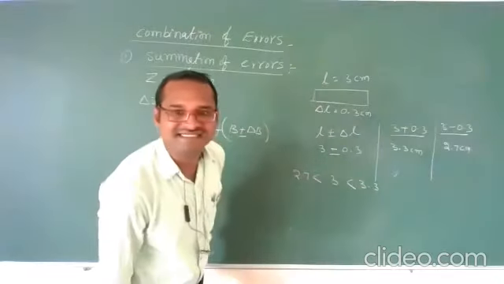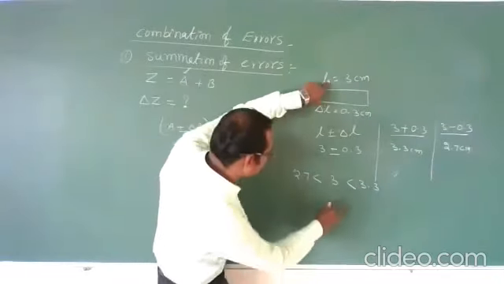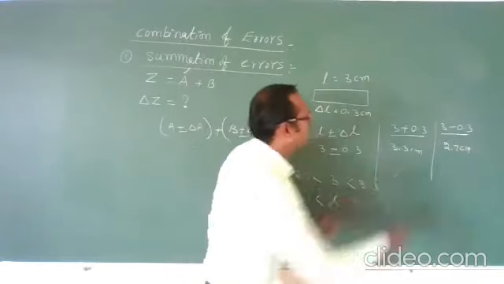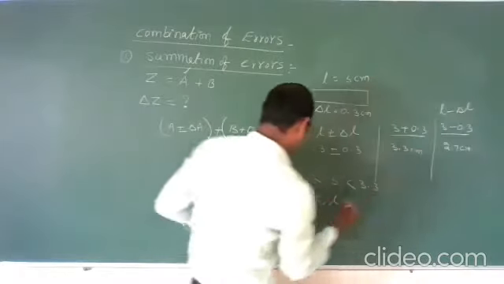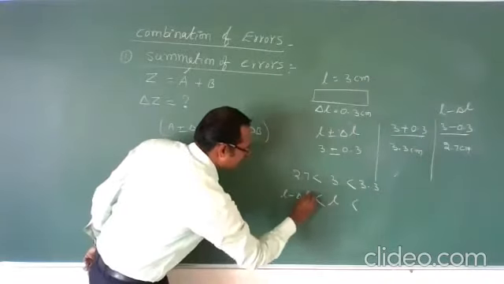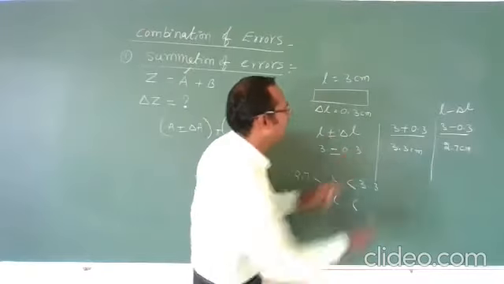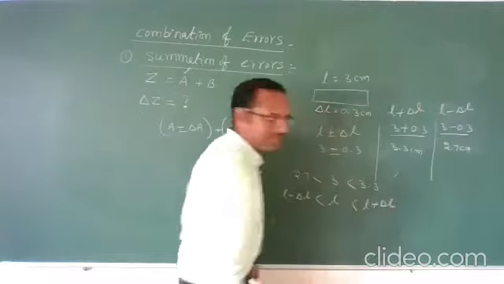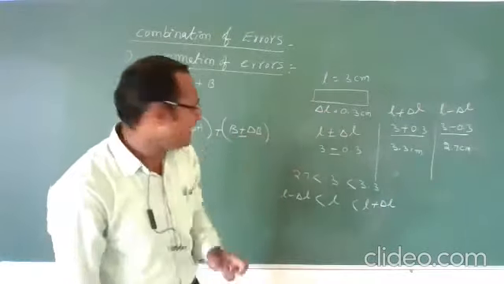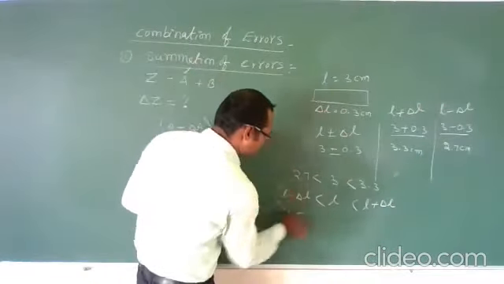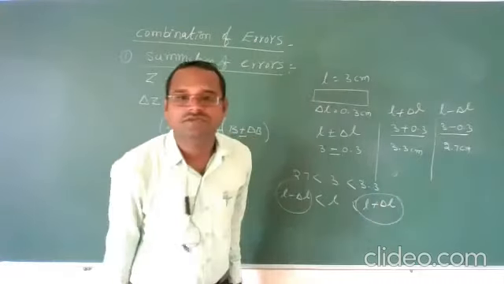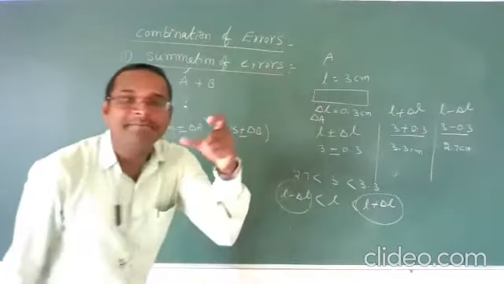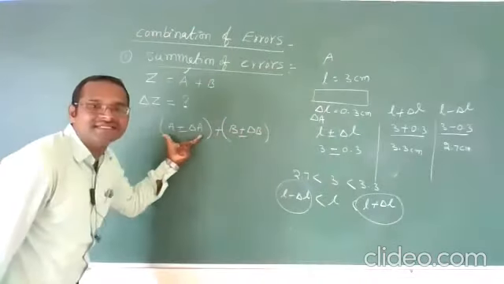That means this 3 that we have lies between 2.7, which is L minus delta L, and 3.3, which is L plus delta L. Any number always lies between these two. What it means is, if I take this as A and this as delta A, the total number can be written as A plus or minus delta A.